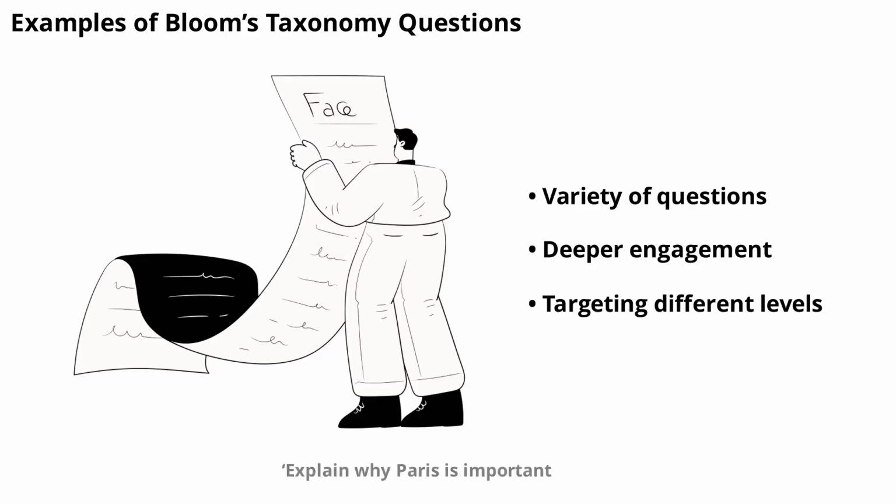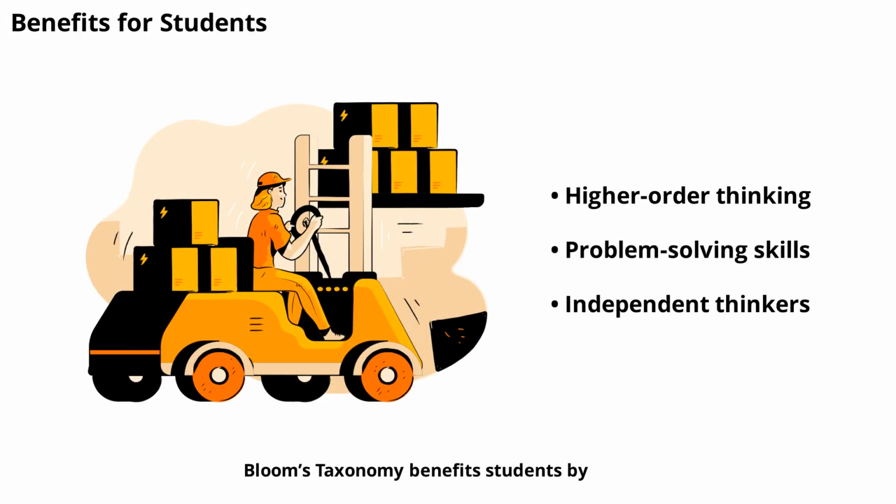Targets remembering. Explain why Paris is important in French history targets understanding. Apply your knowledge to plan a trip to Paris targets application. This variety encourages deeper engagement. Bloom's taxonomy benefits students by promoting higher-order thinking and problem-solving skills. It encourages learners to move beyond rote memorization and develop abilities that are valuable in academic, professional, and personal contexts.